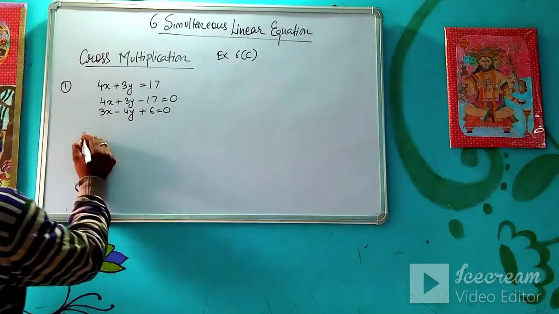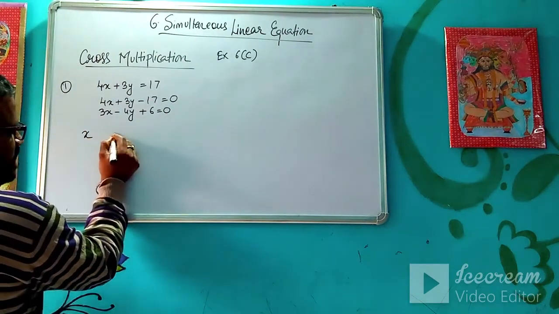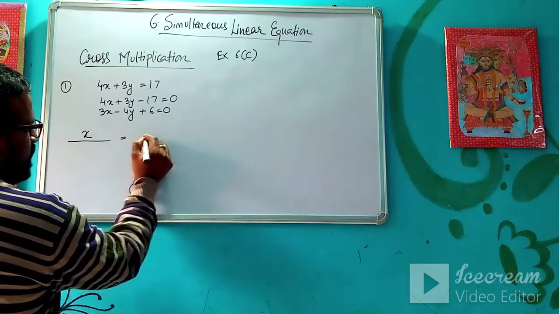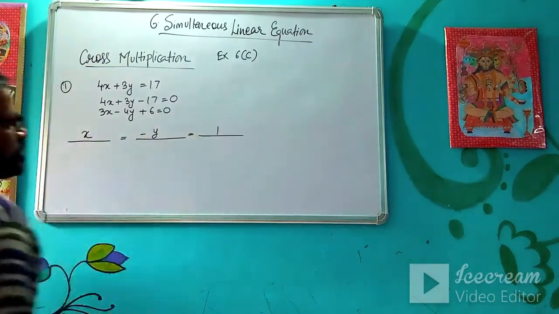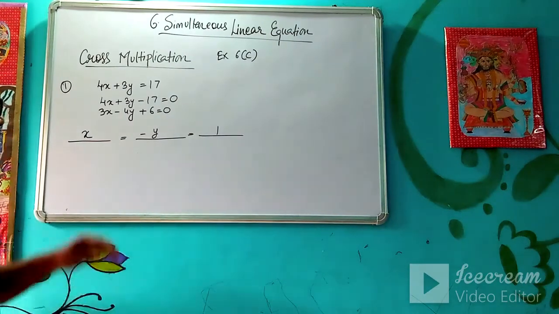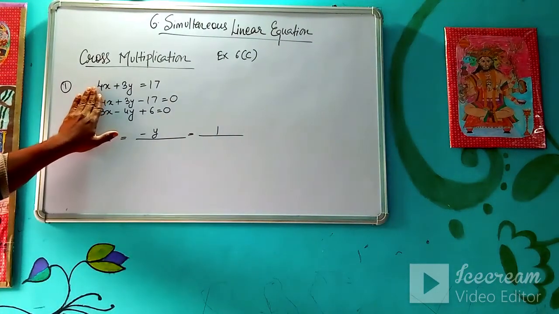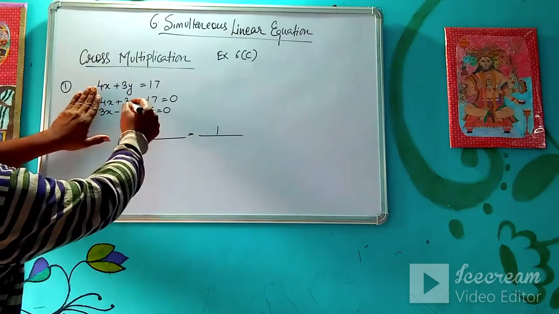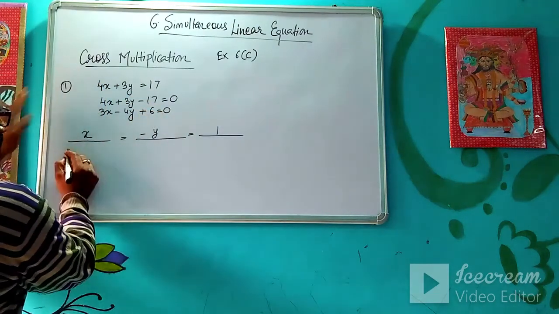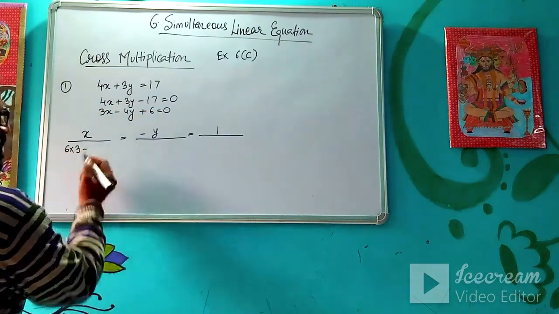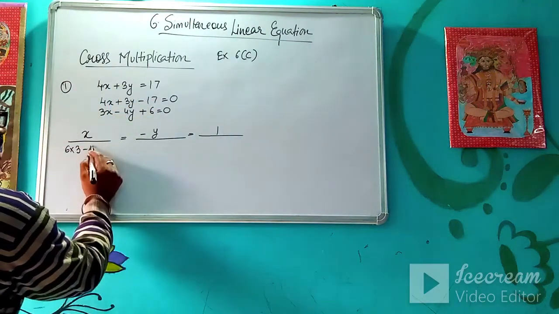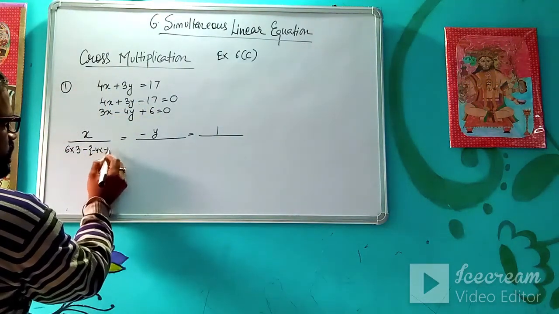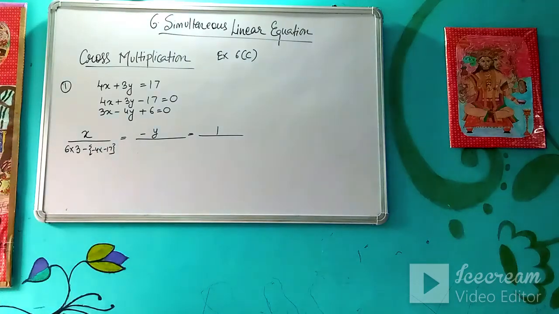Next I will write it like this: x, and this is minus y, and this is 1. Now for finding the value of x, we will hide the coefficient of x and we will multiply 6 and 3 together, that is 6 into 3. We will put the minus sign, and minus 4 and minus 17 together, that is minus 4 into minus 17.